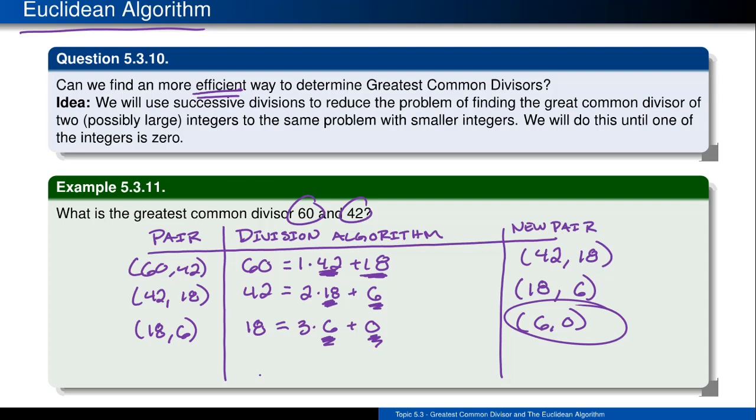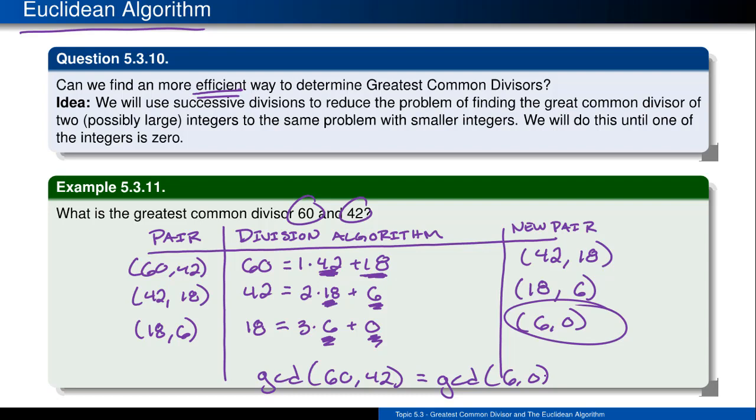So what we end up having is that the GCD of this ordered pair 60, 42 is actually going to be equal to the GCD of that last little pair 6, 0. And that's actually going to come in the next theorem. I'm going to give you the big overall theorem statement. I'll show you the overall proof, but I'm not going to dive too far into that.